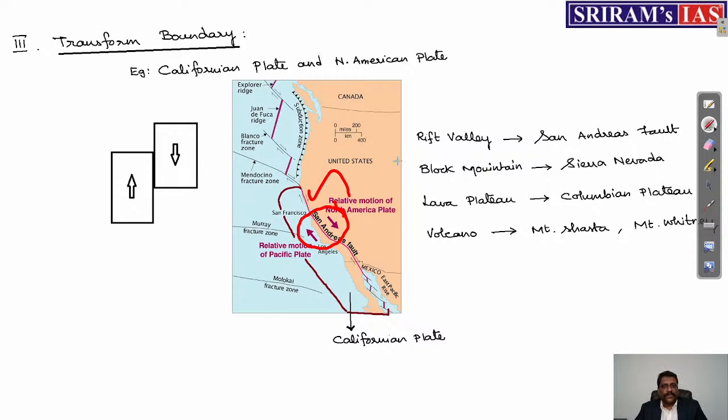So the Californian plate and North American plate go for a transformation. Now, what are the features? I told you, the similar features we have along a divergent boundary. At a divergent boundary, what all did we have? Rift valley. We do have a rift valley here, the San Andreas Fault.